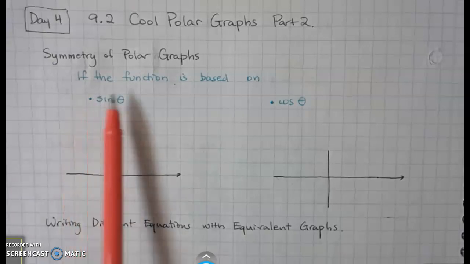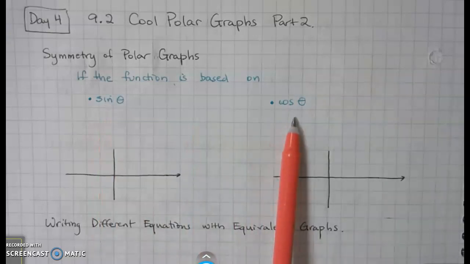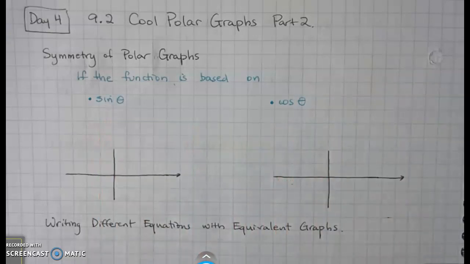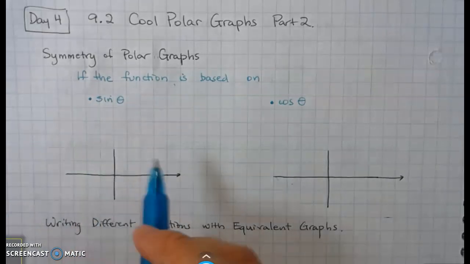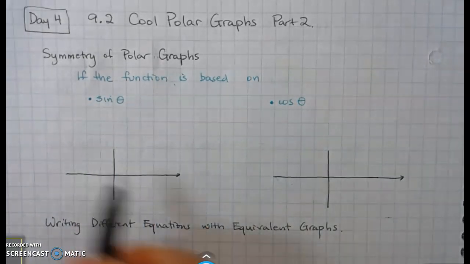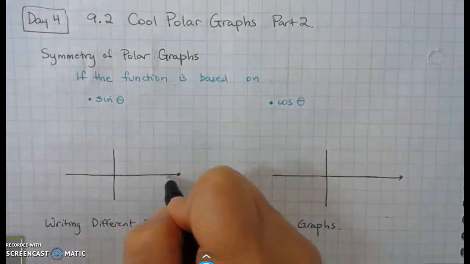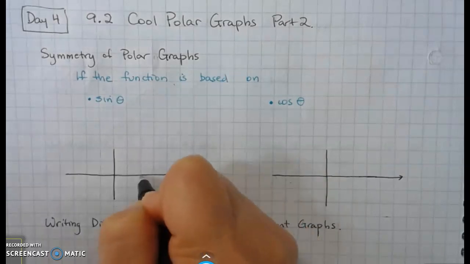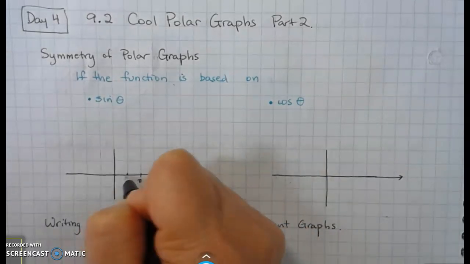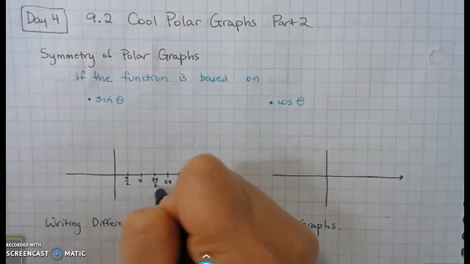So far we've been dealing with polar graphs that are based on sine of theta or cosine of theta. Let's jog our memory and do a quick sketch of sine theta. If the full period for sine is 2 pi, I'm going to use 4 notches if I was to graph that. That means half of that is going to be pi right here, that's pi over 2, and that's going to be 3 pi over 2 here.